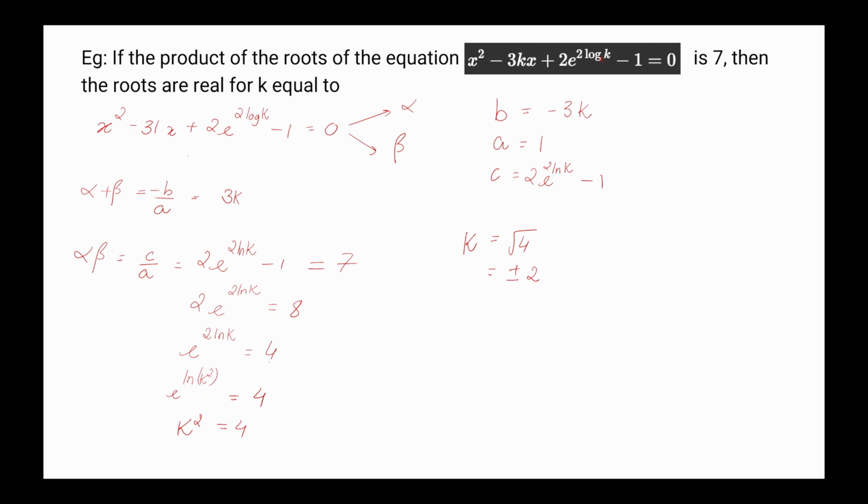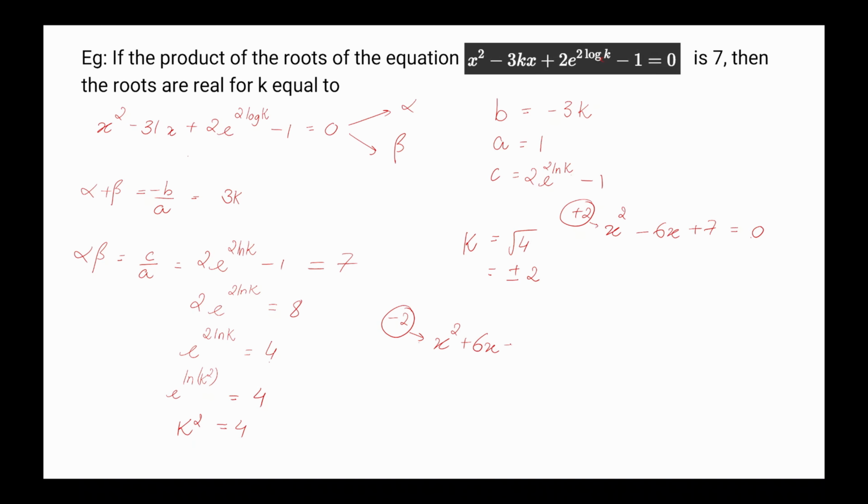Now, for which value of k would we get our roots to be real? First of all, let me write down my equation for both values of k. For the first value of k, what do we get? For plus 2, my equation becomes x square minus 6x plus, and if k is 2, e can simply be removed, so 2 square is 4, 4 twos are 8, minus 1, 7. So this is the equation that I'm getting. And what would my equation be if I take k to be minus 2? It would become x square plus 6x.